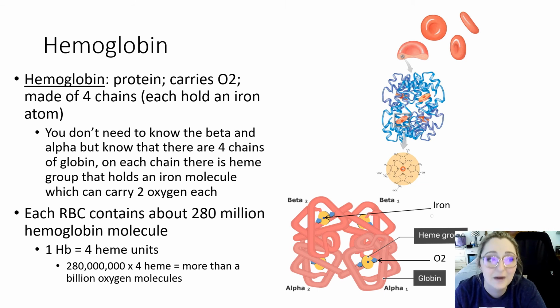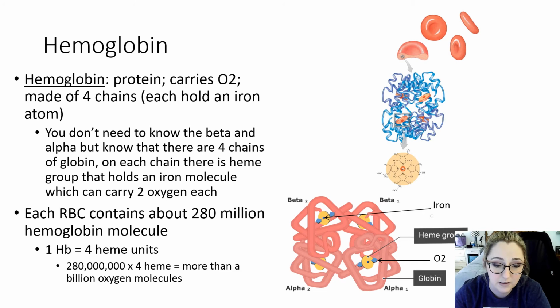So let's talk about hemoglobin. And you might be thinking, well, isn't hemoglobin red blood cells? I've heard this term before. Hemoglobin is actually what makes up red blood cells. So hemoglobin is a protein. Its purpose is to carry oxygen, and it's made up of 4 chains, and each chain holds an iron atom. Now, you don't need to know the beta 1, beta 2, alpha 1, alpha 2 chains. I don't care if you know that. Just know that you have these 4 chains of globin.